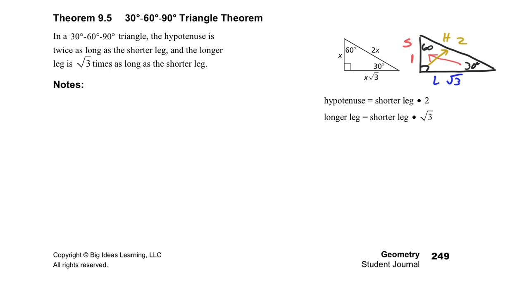And then we have our two equations at the bottom of this image, which says the hypotenuse is the shorter leg times 2, or the longer leg is equal to the shorter leg times the square root of 3. So I'm going to model using equations and proportions to do some of these questions. So let's go to the next page.